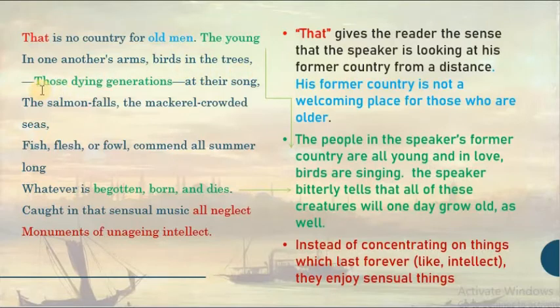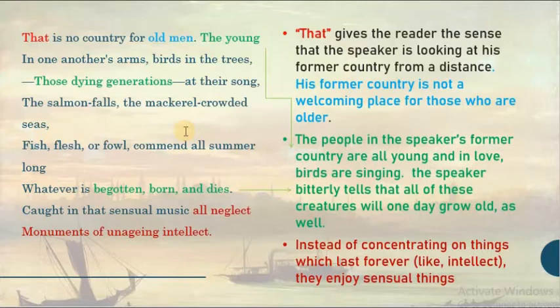Notice this expression here, "those dying generations." What does he mean by this? Look at the explanation here. The people in the speaker's former country are all young and in love. Birds are singing. The speaker bitterly tells that all of these creatures will one day grow old as well. It means that any living creature, whether it is man or any other kind of creature, is going to die one day. This is one of the characteristics of living creatures, that at a certain point they are all going to die.